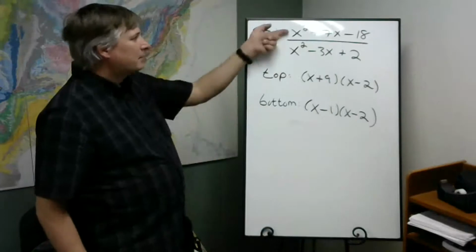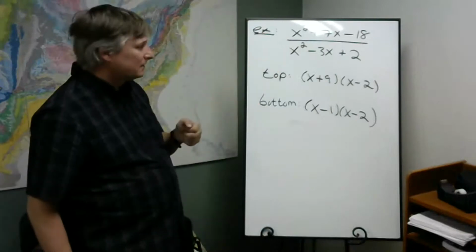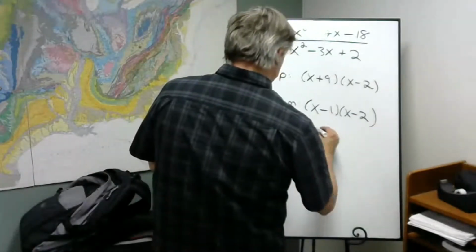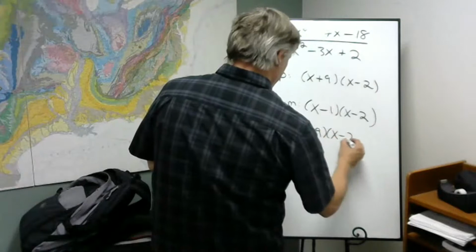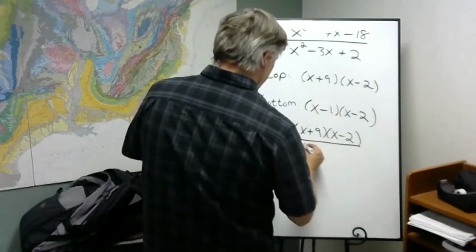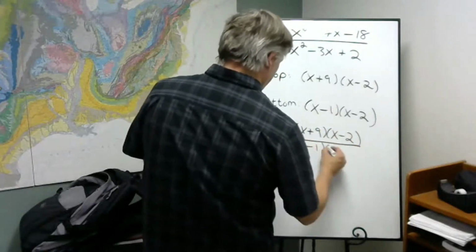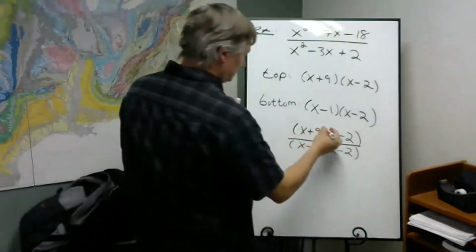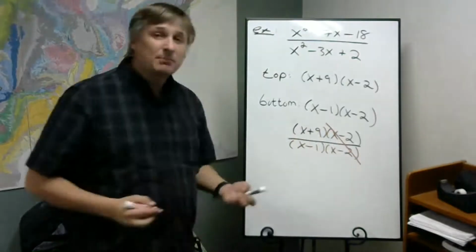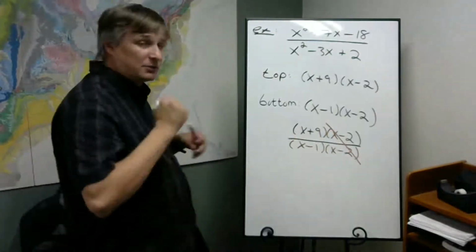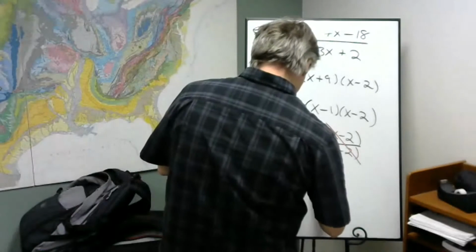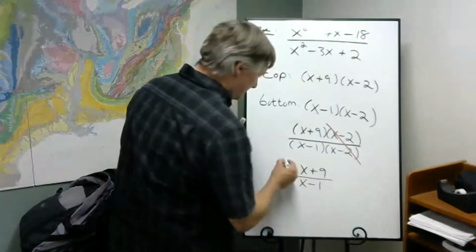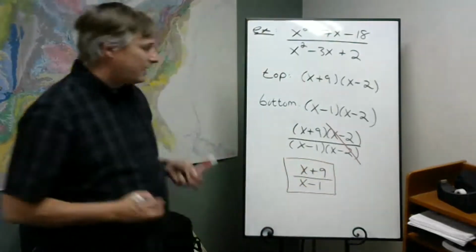So now we factored the top, and now we factored the bottom. So now we put it all back together. And the x minus 2s are going to cancel. So where that'll leave us is just x plus 9 over x minus 1.